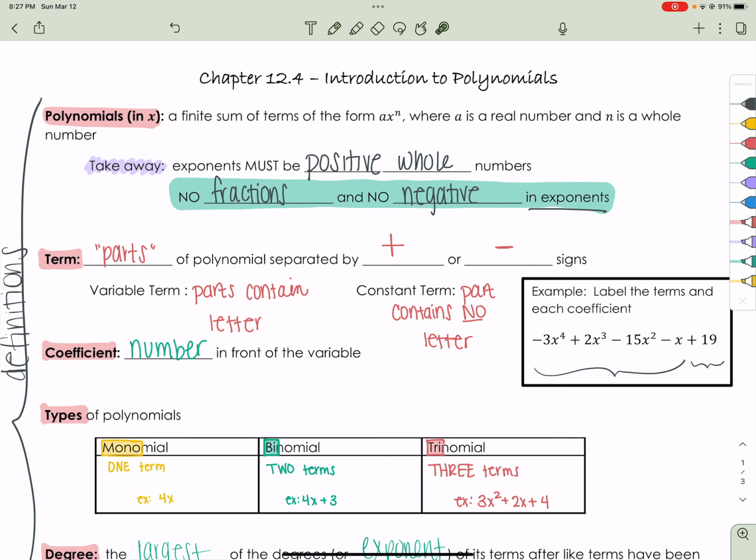There are going to be some questions that just say, is this a polynomial? If you see a fraction or a negative number in the exponent, then it is not a polynomial. We can have fractions or negative numbers in front, but we cannot have fractions or negatives in the exponent. So that determines whether it's a polynomial or not. And then we are going to zoom in on polynomials and spend the rest of the chapter talking about them.